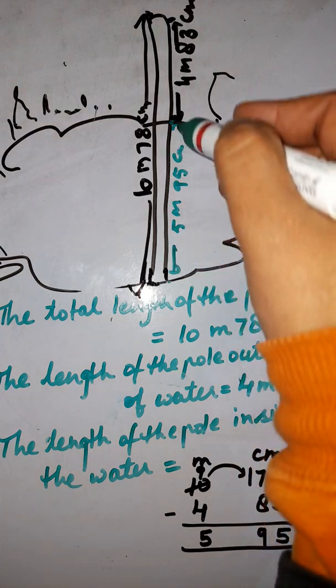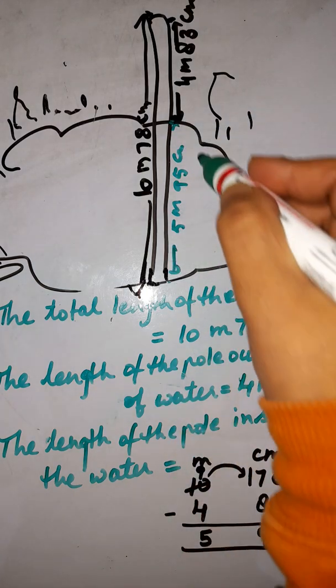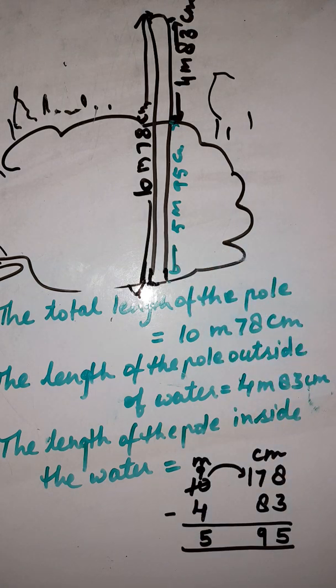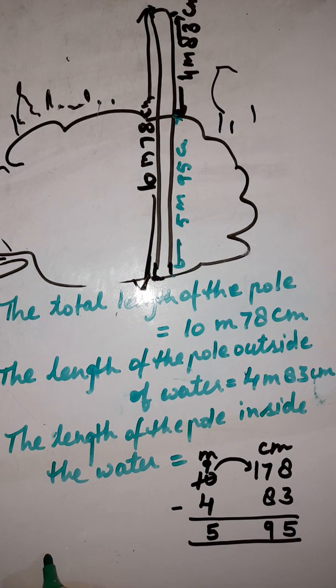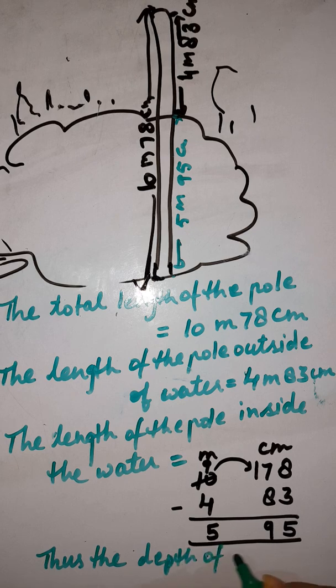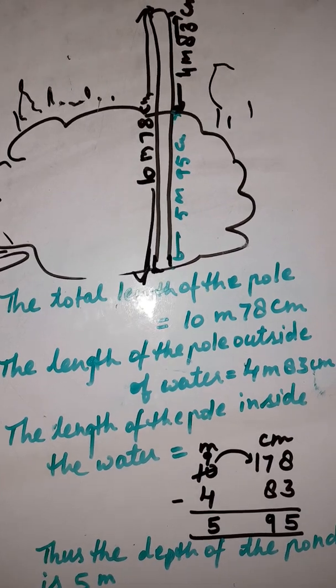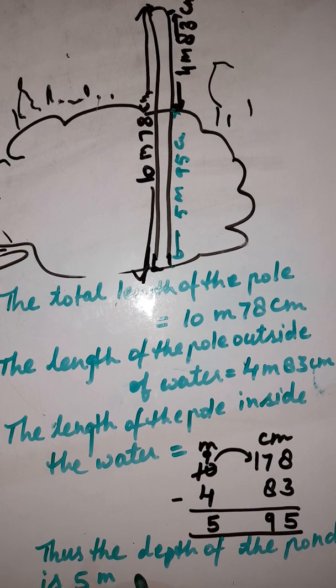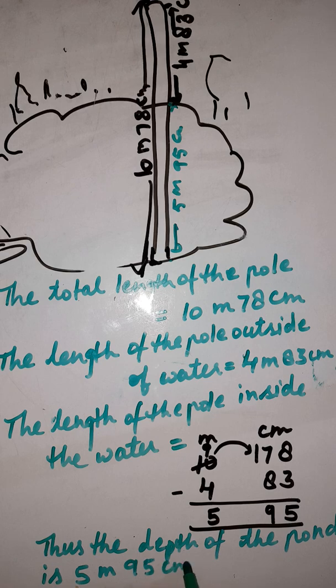This is the measurement of the pole inside that we have found out. So this is the depth of the pond. So the last statement we will write thus: the depth of the pond is 5 meter and 95 centimeter. Understood everyone?